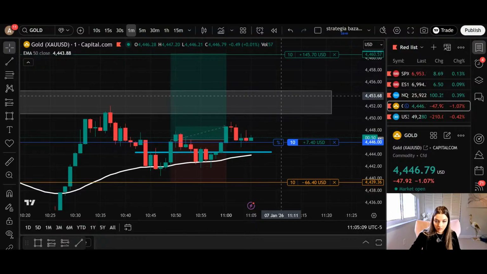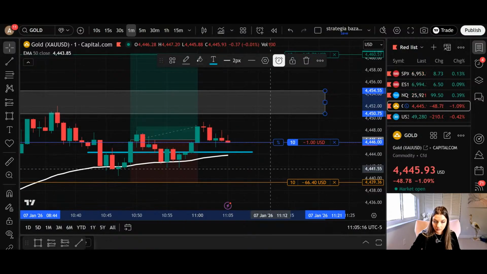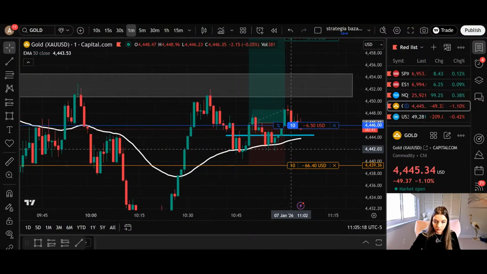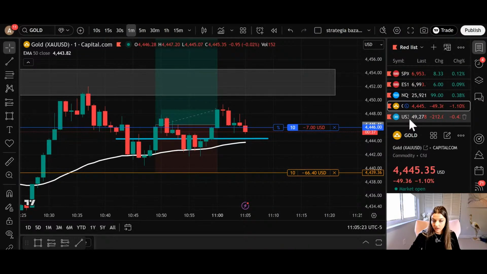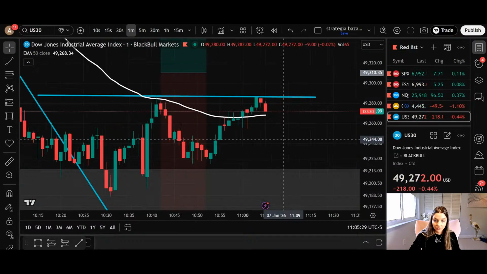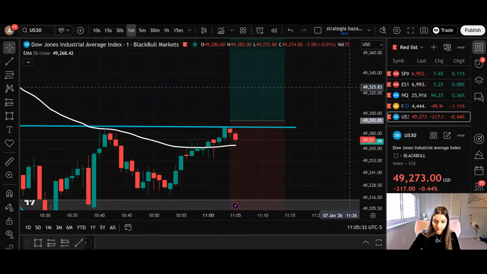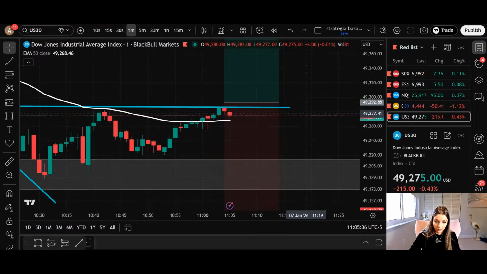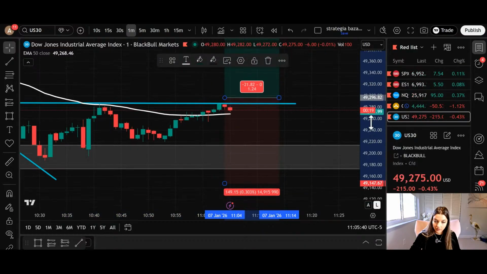Let me put an alarm when the price touches this area. Create. Anyway, the gold moved really, really ugly today. I just feel like getting out, but for the sake of a live trade, here we go. We're getting ready to get into a long on US 30.